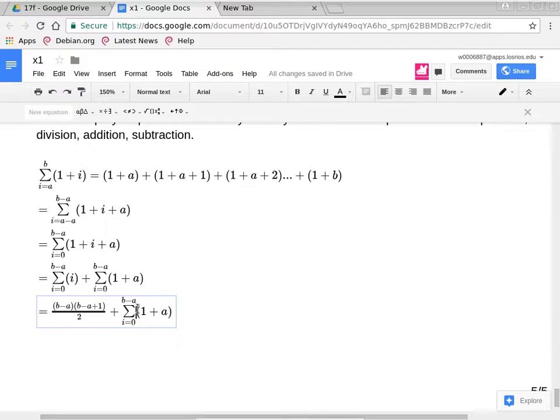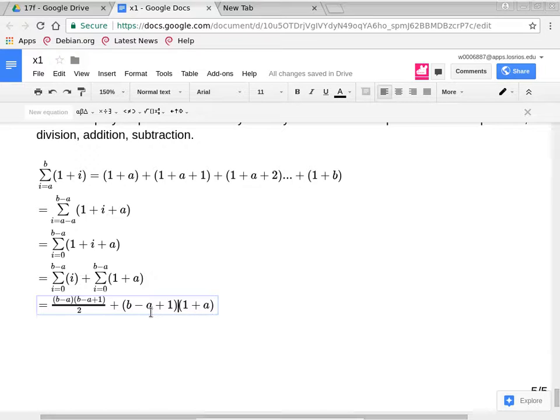With the second one, we know that 1 plus a does not depend on i. In other words, we're just adding 1 plus a, which is a constant of some kind, b minus a plus 1 times. So now we can get rid of the sigma, and just say this is b minus a plus 1, because that's the number of times we're adding 1 plus a. Yep. Can you just separate the 1 and the i right at the beginning? Yeah, that's what I did. Yeah, you can separate it at any stage.